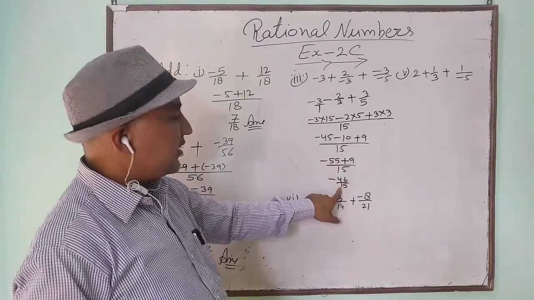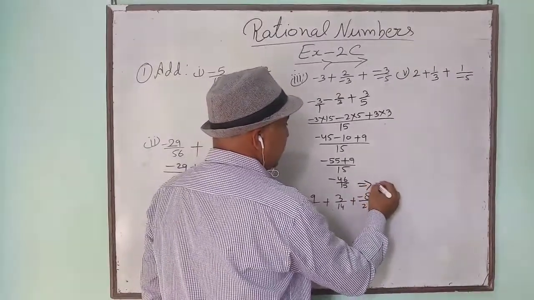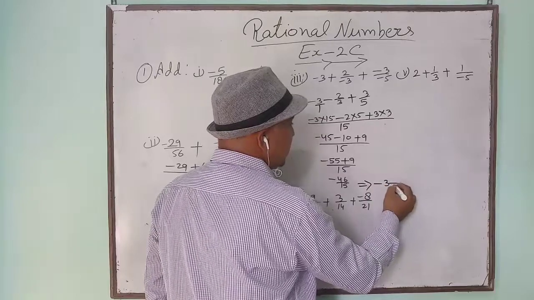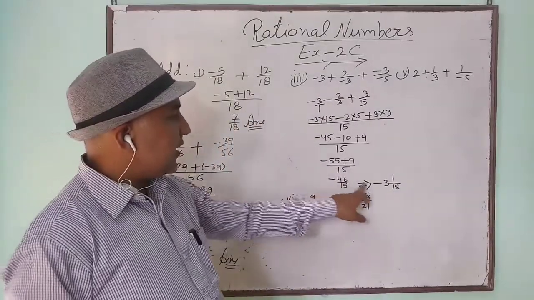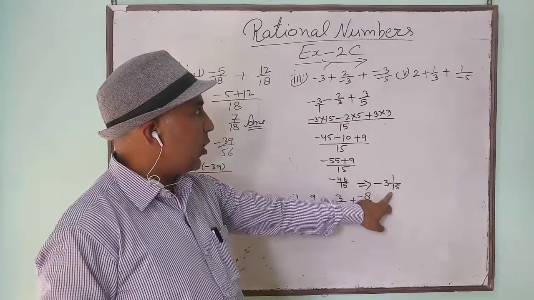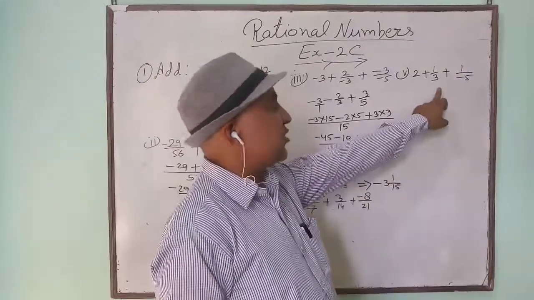Again, the numerator is greater than the denominator, so change it into a mixed fraction. You can write here 15 into 3 is 45. So 1 is the remainder. So you can write this number as minus 3 into 1 upon 15. Understood? In the same way, you will do this question yourself.